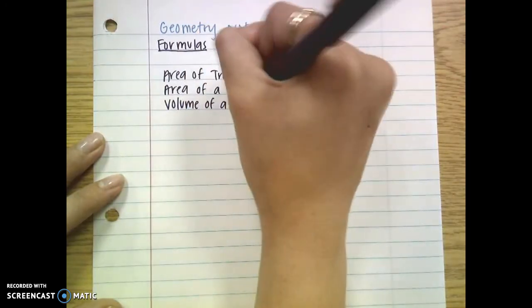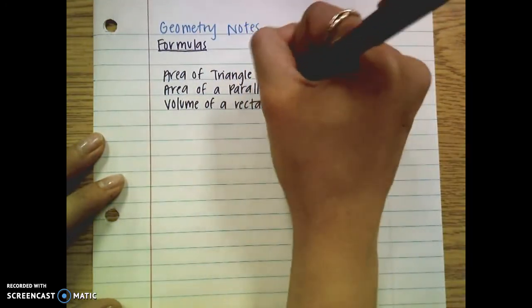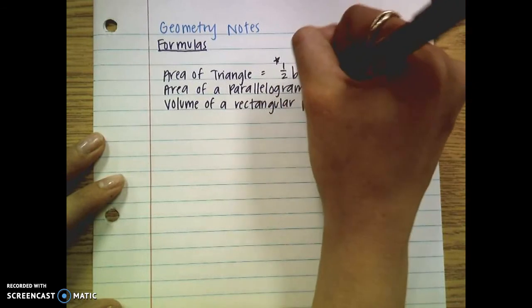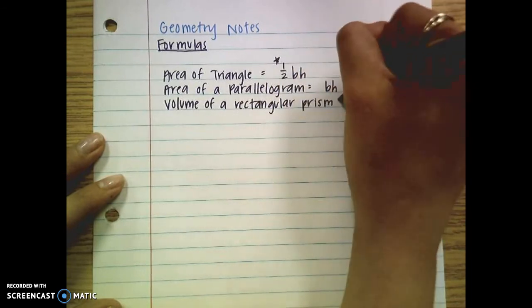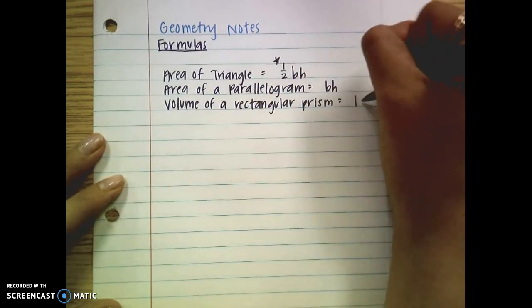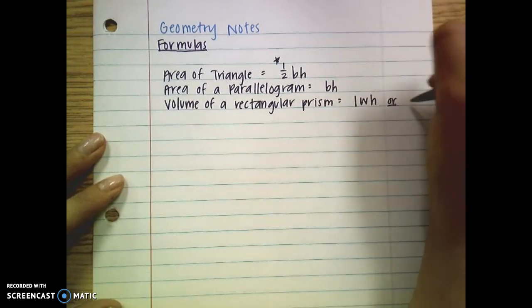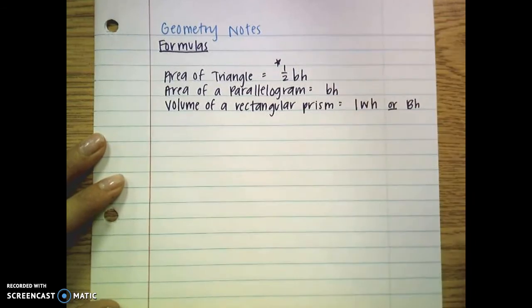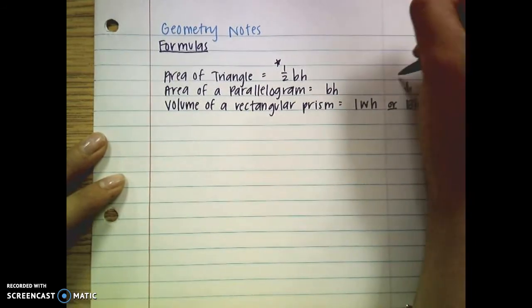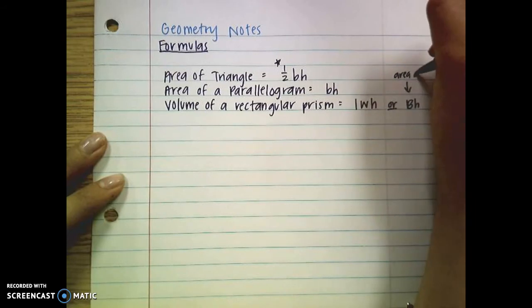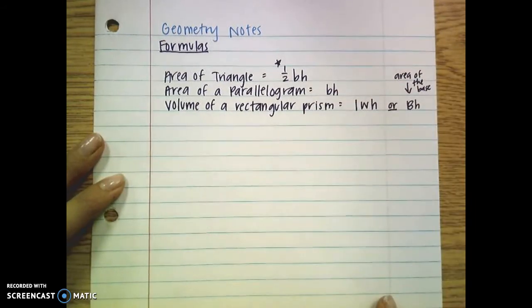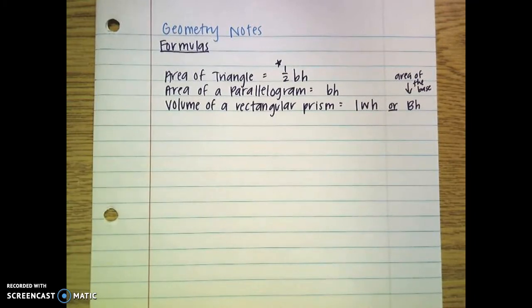of a rectangular prism equals length times width times height, or big B times H, remembering that big B is the area of the base. If you need to make sure that you have all this down, you can go ahead and pause the video here and take those notes as you need to.